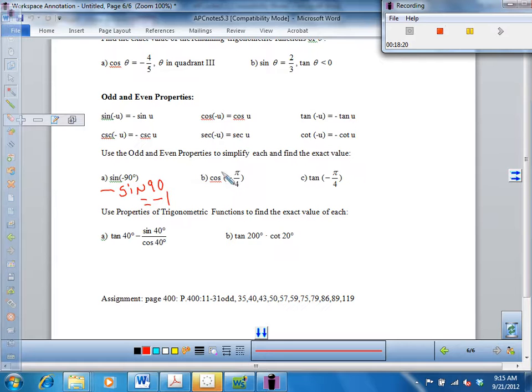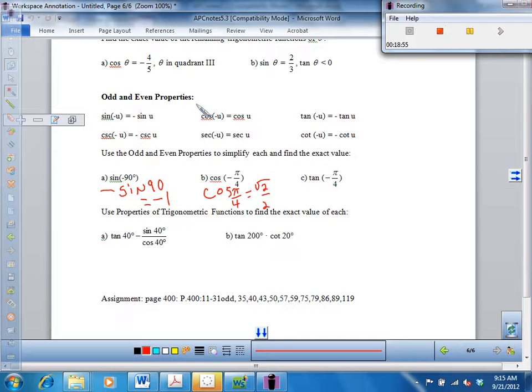Okay? So cosine is an even function because the cosine of a negative is the same as the cosine of the positive. So the cosine of negative pi/4 is going to be exactly the same as the cosine of pi/4. And you should know that is root of 2/2. Okay, positive. Okay? Cosine of pi/4.